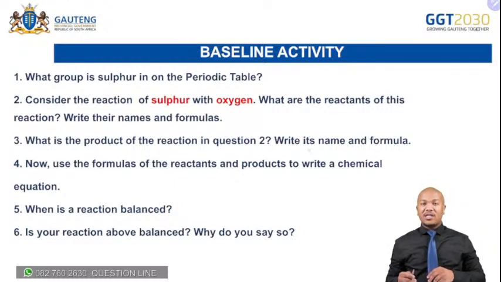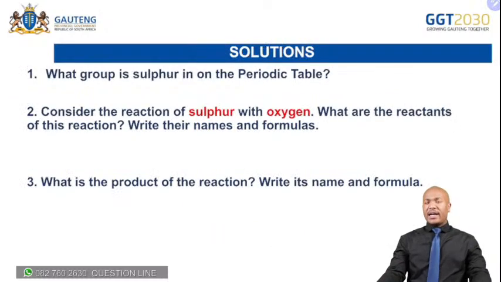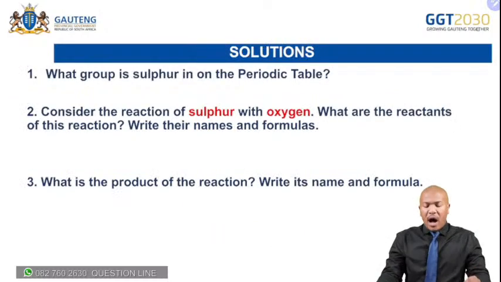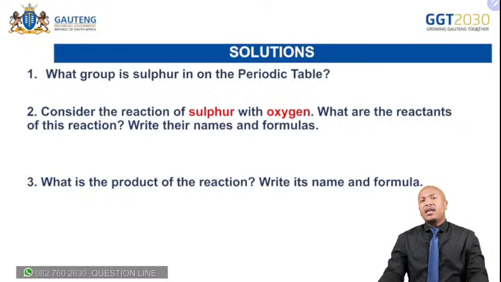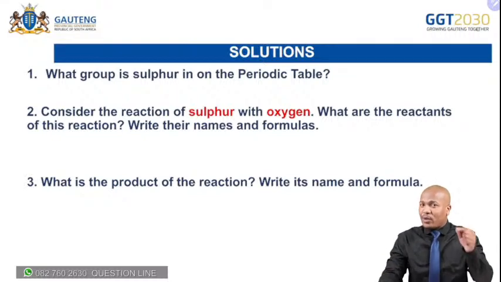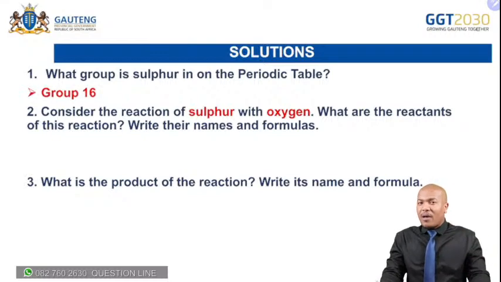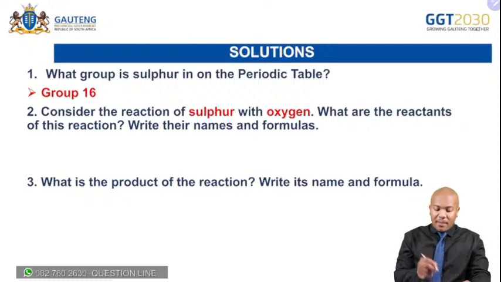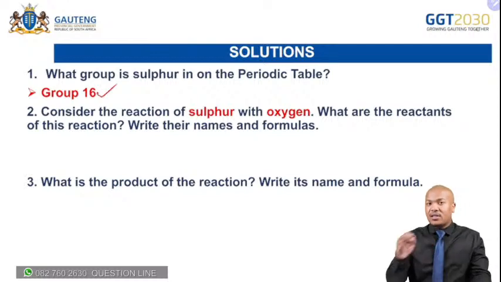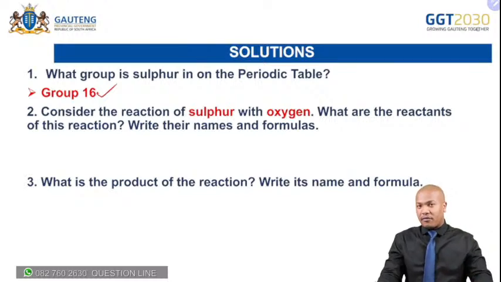Right, now let's look at the solutions for our baseline activity. Number 1 asked, what group is sulfur in on the periodic table? When looking at your periodic table, did you find sulfur? And what group did you find sulfur in? Sulfur is in group 16 of our periodic table. So remember to give yourself a tick if you are correct, and if not, you write corrections as we move.